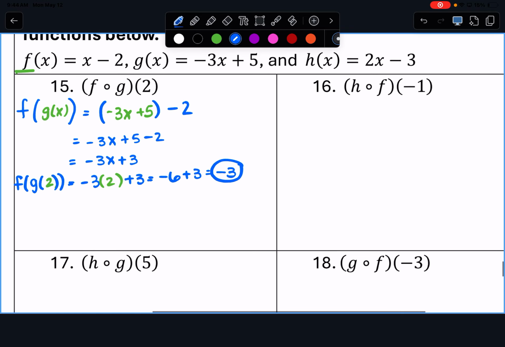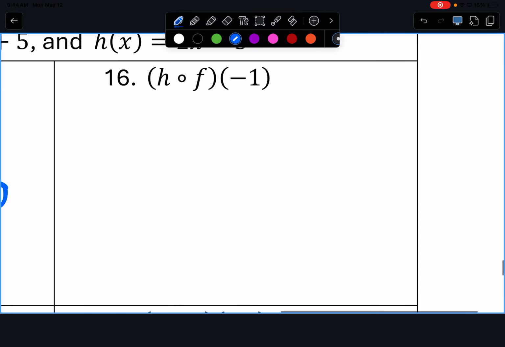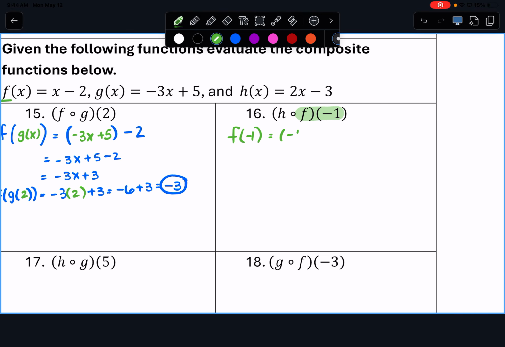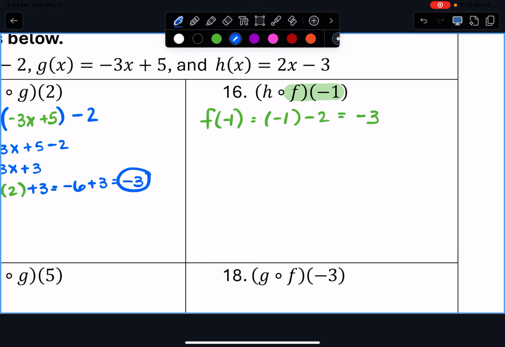The second method is you can evaluate it in pieces. So you can take the inside piece and do f of negative 1 first. So when you do that, you will do negative 1 minus 2. What is negative 1 minus 2? Negative 3. Then you will plug in what you just found. So you'll do h of negative 3.